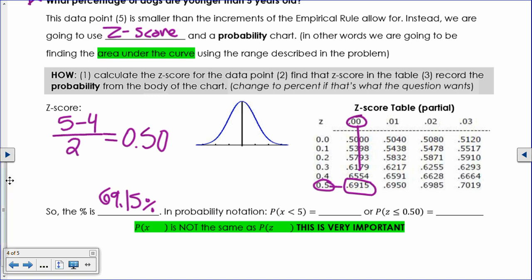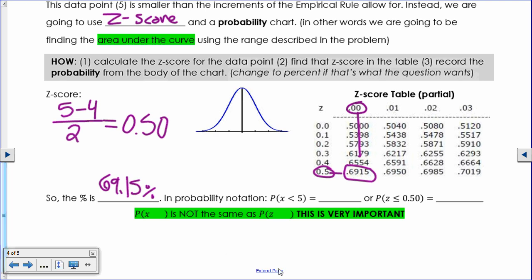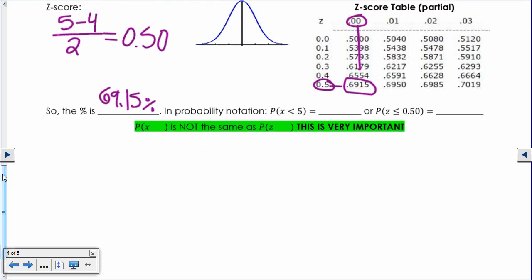Alright, so typically the z-score is going to have 2 decimal points. That's why they have the top margin and the left margin. The left margin is the first decimal point, the top margin is the second decimal point, and you go to where they overlap in the chart.